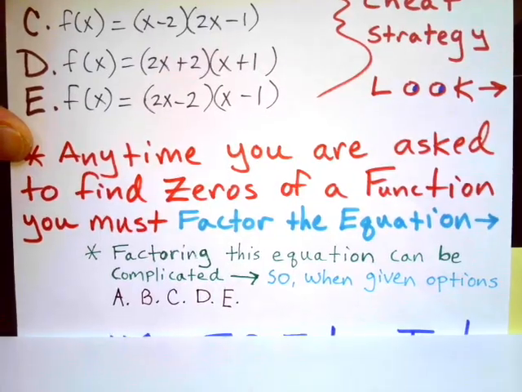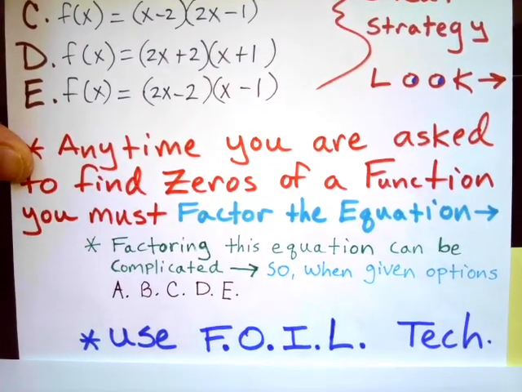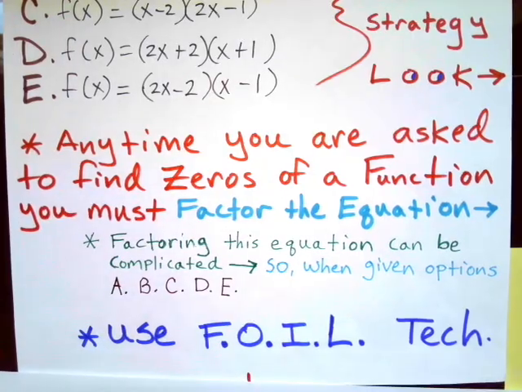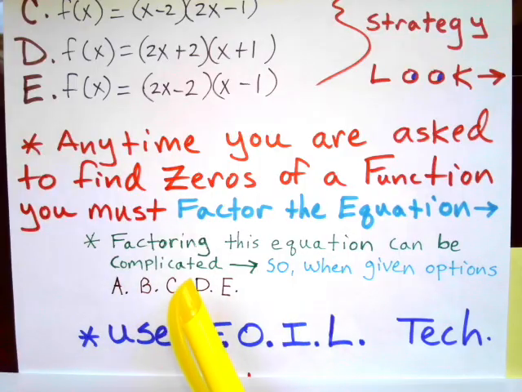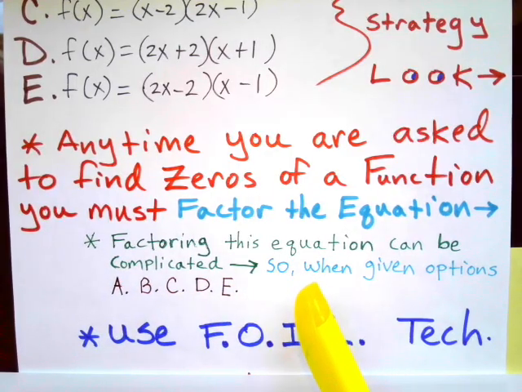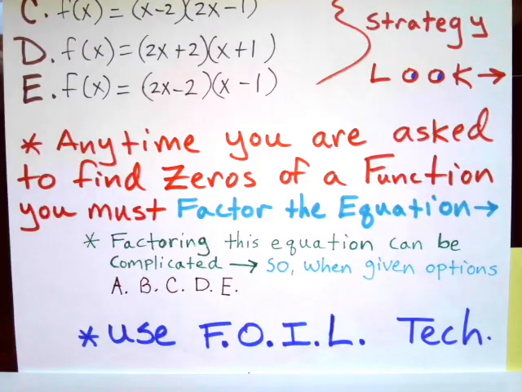And so what we're going to do is complete a task called FOIL. We're going to use what's called the FOIL technique. Factoring this particular equation can be very tricky and complicated. So when you're given the options of A, B, C, D, and E, you can use this technique. We're going to use FOIL to figure out which option is correct. And after I go over the very last video, I'm going to try to show you how to quickly find the correct answer given this type of test question.